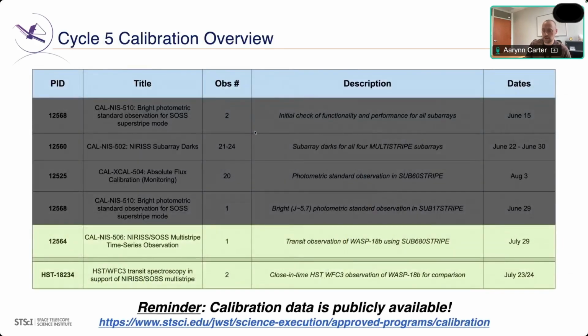Okay, finally, to the transit observation. Here we conducted a transit observation of WST18b. I mentioned this is a 10 Jupiter mass object. It's very heavy. The scale height is very small, so you really don't expect any kind of features in transmission, and there is a comparable HST WFC3 observation as well.